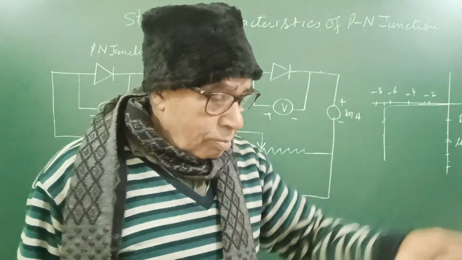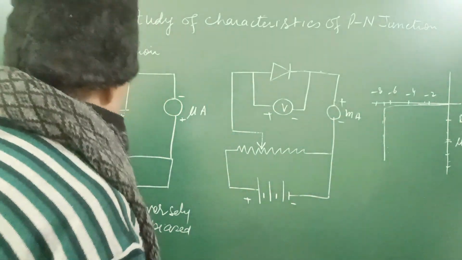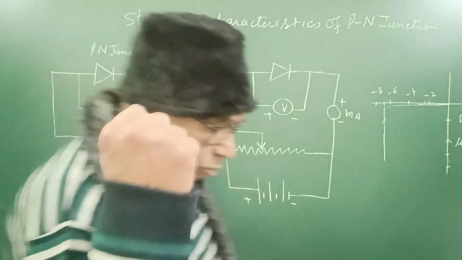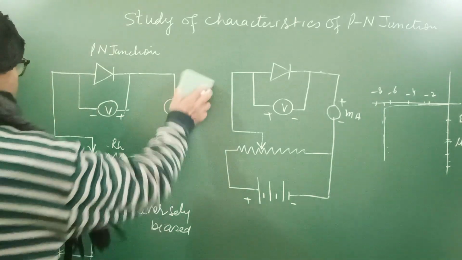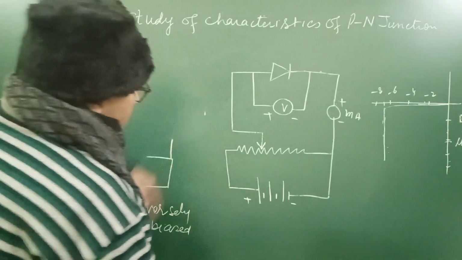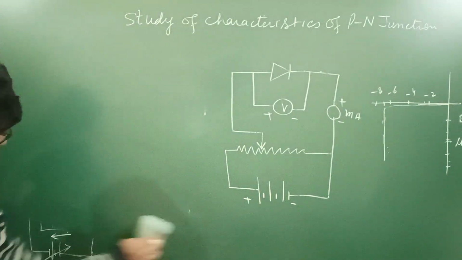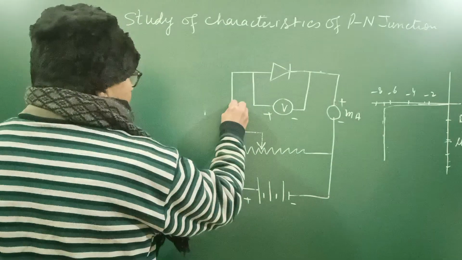Initially we were using manual regulator. In home we use, I have told you, while teaching AC. Now in forward bias, this circuit is forwardly biased. So here current will flow this way.